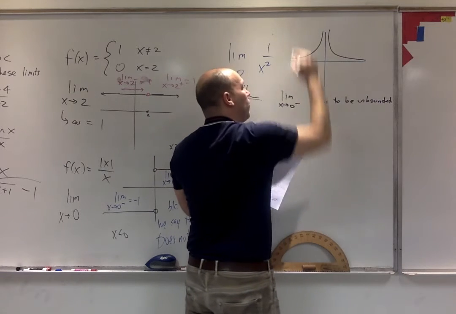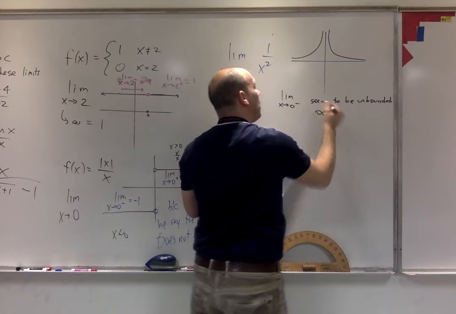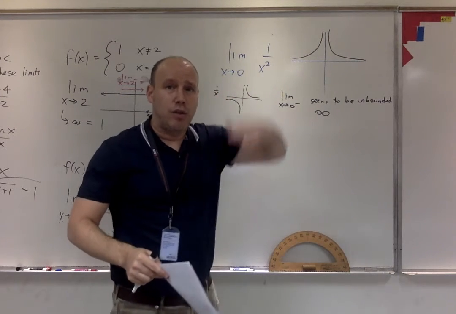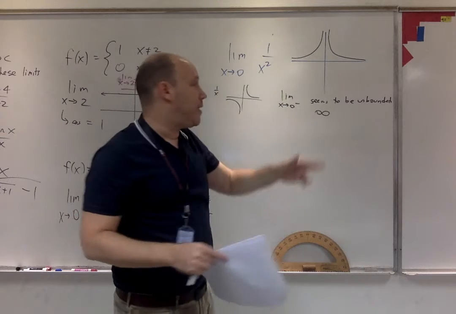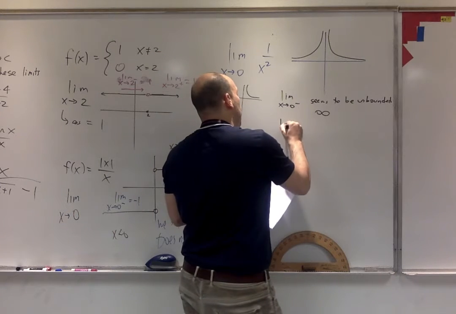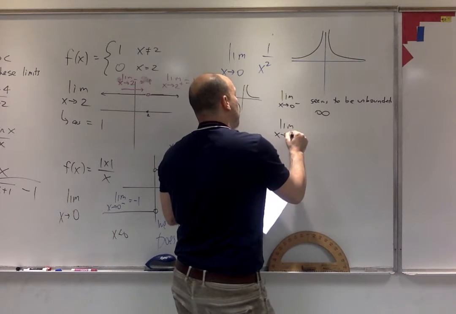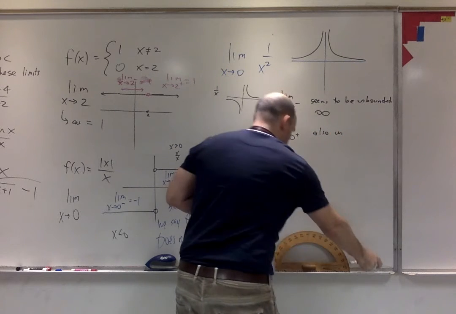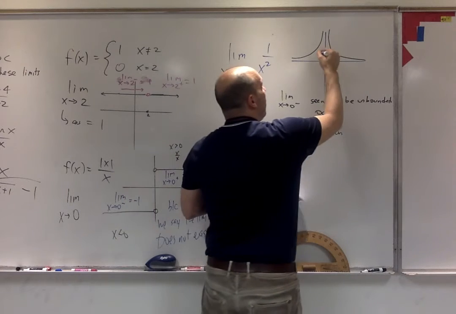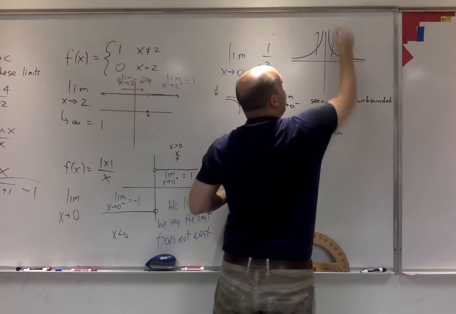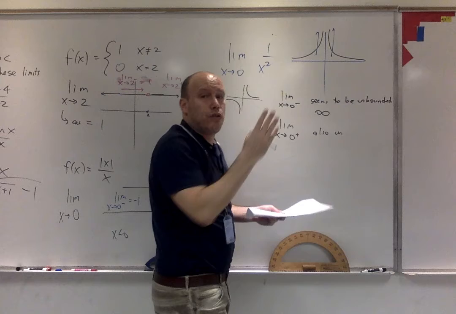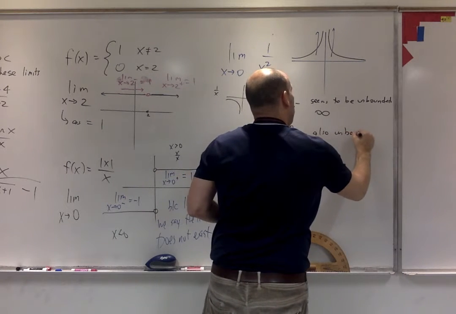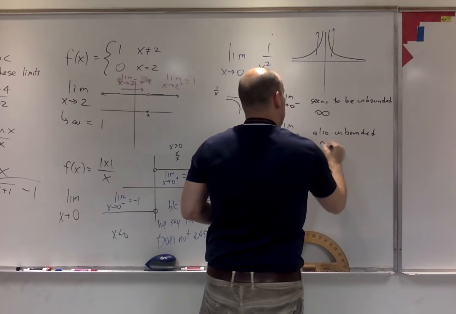It's just going up. We say it's infinity, right? That's the idea. Unbounded, there's no upper limit. It just keeps going up. It's infinity. Also, the limit as x approaches 0 from the right side is also unbounded. You can see that. It's just going up as we get closer to 0, towards infinity. It's also unbounded, which is also infinity.